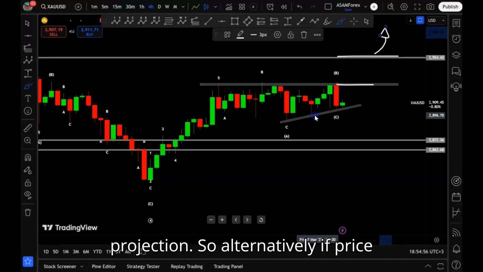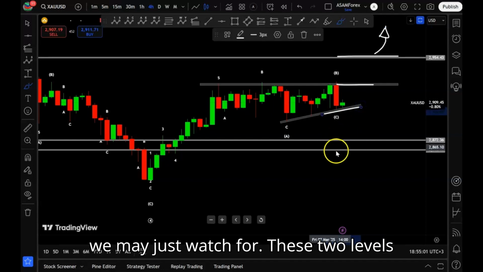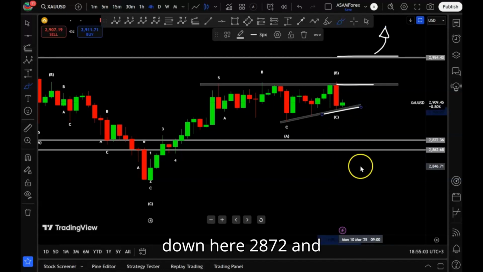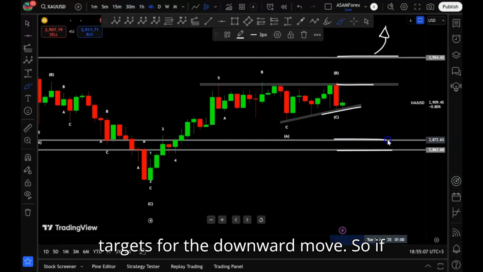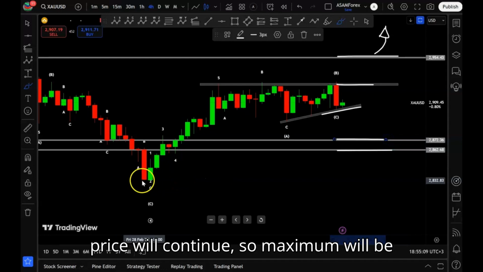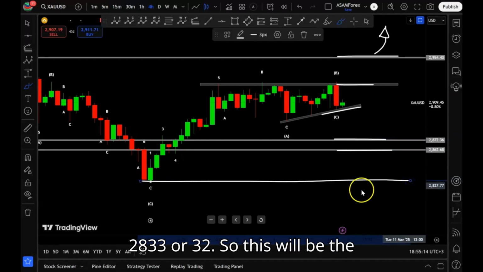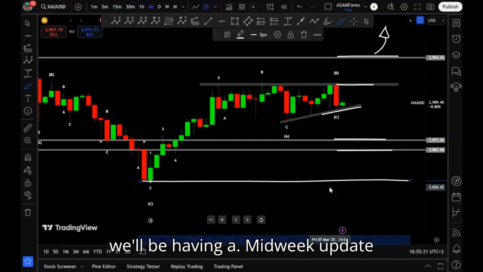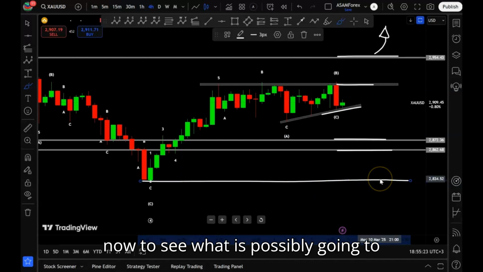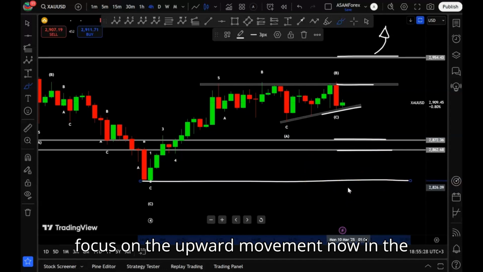Alternatively, if price breaks this level to the downside, we may just watch for these two levels down here, 28.72 and 28.62. These are the primary targets for the downward move. If price continues, the maximum will be this level down here, 28.33 or 32. Beyond this level, we'll be having a midweek update to see what is possibly going to happen, but in most cases we are going to focus on the upward movement in the coming week.